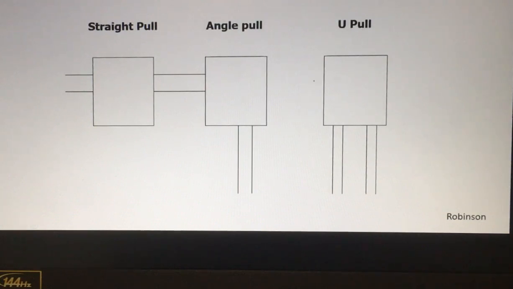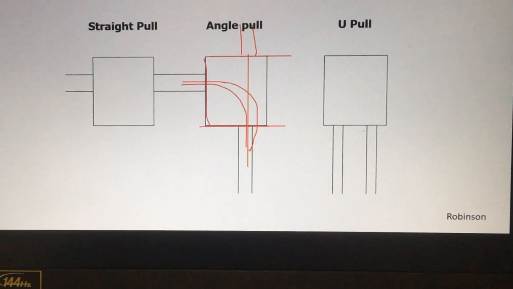Let me do this. I've got a conduit coming in like this, and it's coming down like this. Yes, that's a straight pull. Remember, a straight pull is where it enters one side of the box and exits the opposite side. An angle pull is where it enters one side and exits an adjacent side. So this is an angle pull. And a U-pull is where they enter and exit the same side, going in and out.